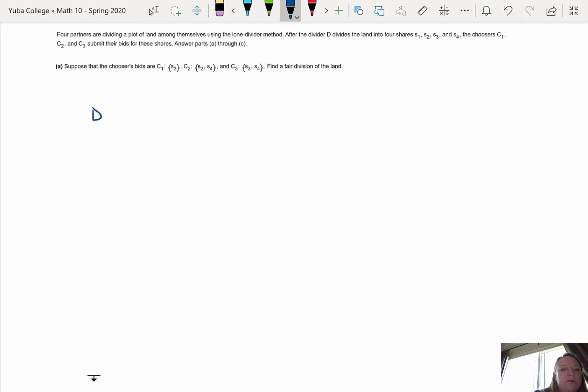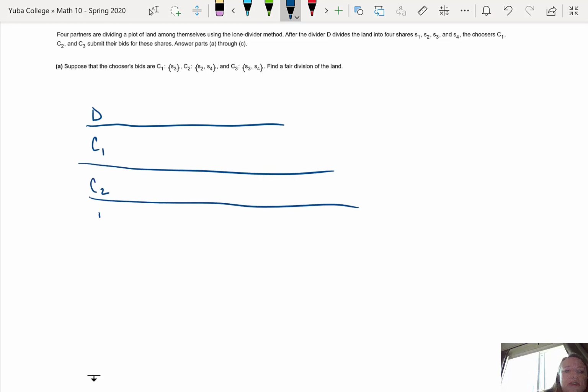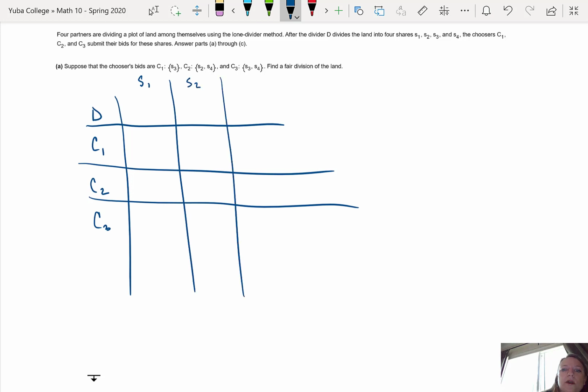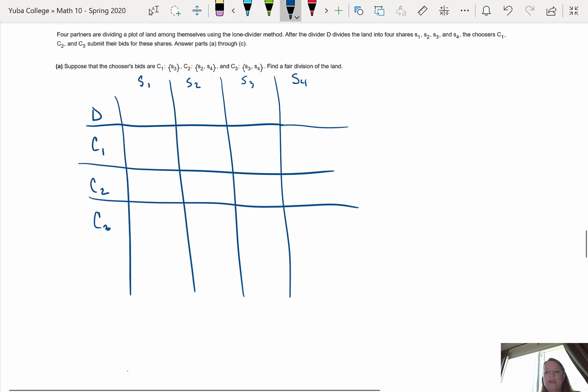We have a divider. We have chooser 1. We got chooser 2. And we got chooser 3. They're dividing this up into 4 different pieces. S of 1, S of 2, S of 3, and S of 4. And so in here, they put what they believed. Suppose that the choosers' bids are the following.